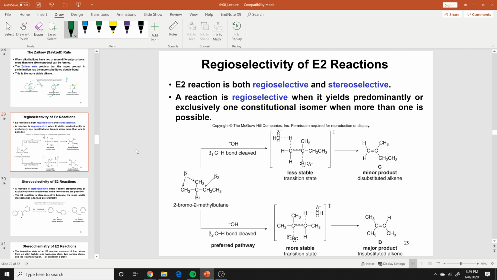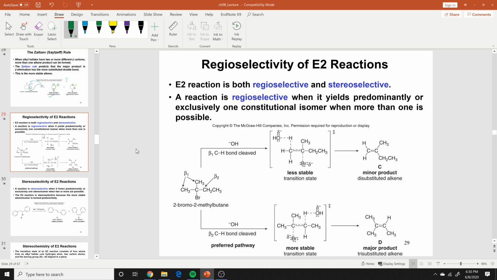Here I am considering another example, the case where you have two different beta hydrogens. So you're going to end up having two different alkenes as the product. Now, before leading to these alkenes as the product, you pass by the transition state, where the base tries to take the beta hydrogen, form a double bond, and the bromine leaves.